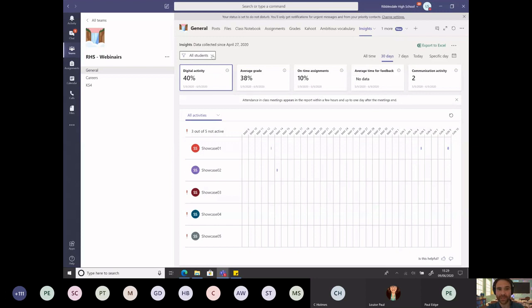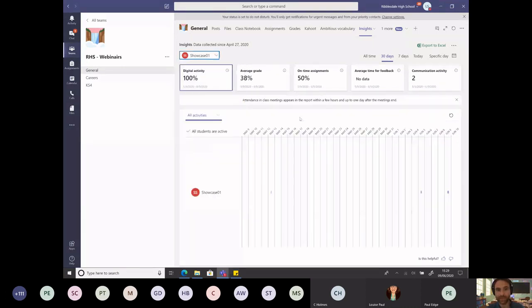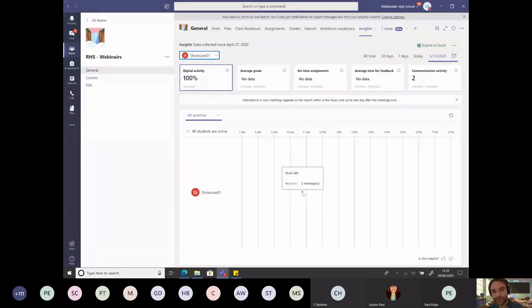And if you really want to, you can drill down to one student as well. So if I wanted to, I could click onto this student and find that information about that student specifically. And then I can say, okay, well, they've not accessed this work. I know that I teach them, so I can click on and see what they did at that time, and I can hover over it. So that one reacted to 2 different messages. So it actually gives you a way to be able to track your class.